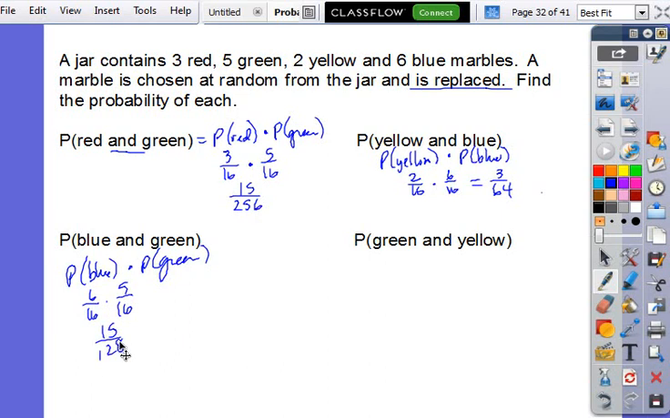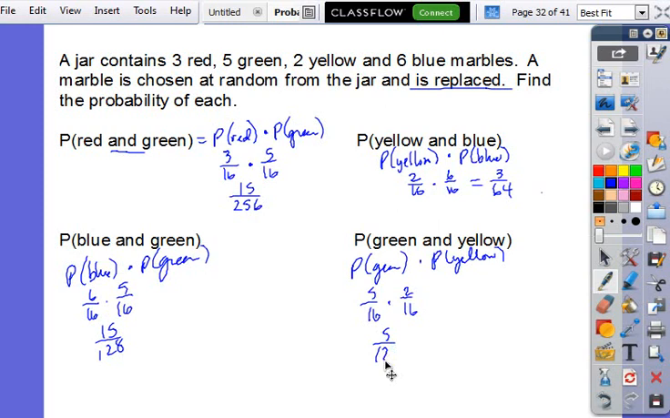All right, green and yellow. I will do green times the yellow. So green would be 5/16. Yellow would be 2/16. That's 5/128.